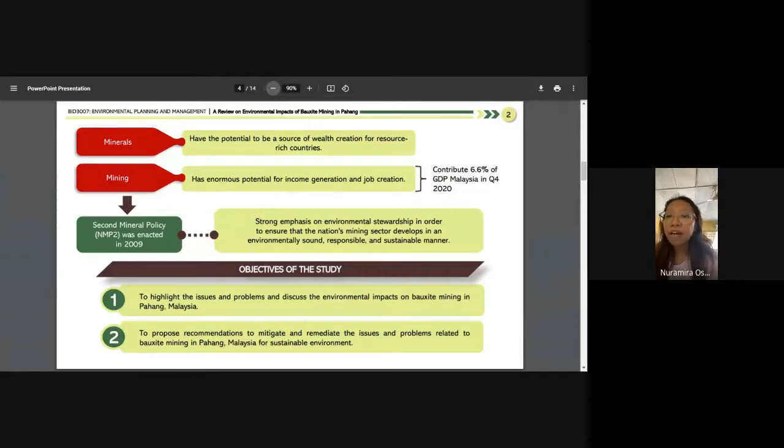The aim of this study is to discuss the environmental impacts of bauxite mining in Pahang, Malaysia. The issues and problems will be addressed, as well as recommendations that could be used to counter them. The objectives of this study are, first, to highlight the issues and problems and discuss the environmental impacts of bauxite mining in Pahang, Malaysia, and second, to propose recommendations to mitigate and remediate the issues and problems related to bauxite mining in Pahang, Malaysia for a sustainable environment. Next I will pass to the next presenter.